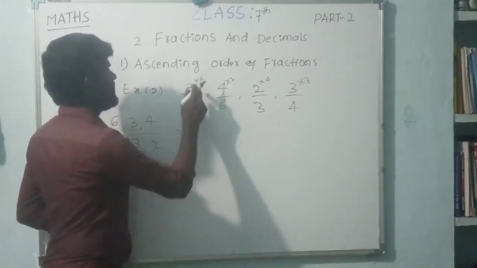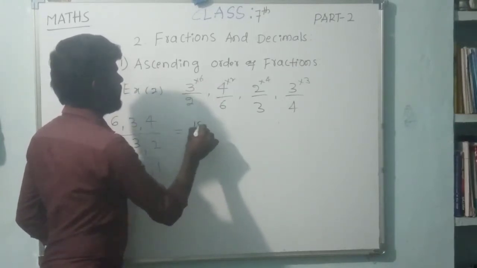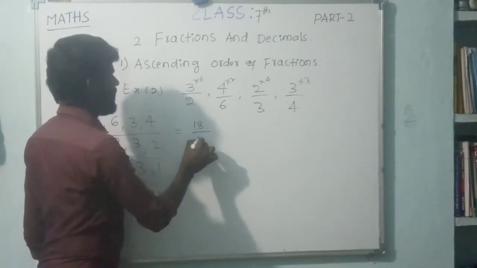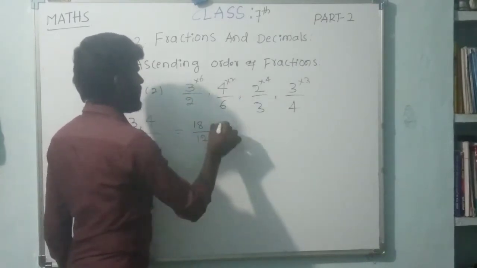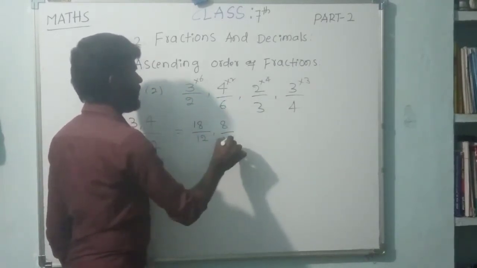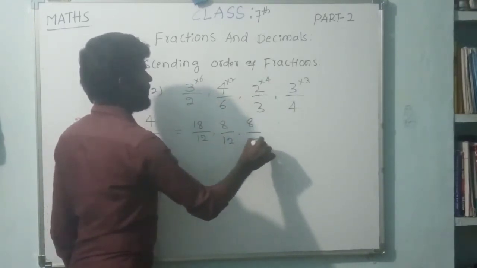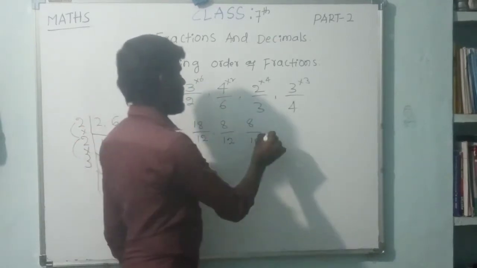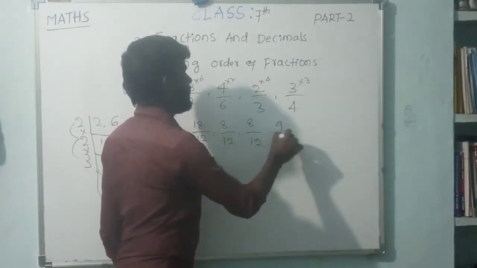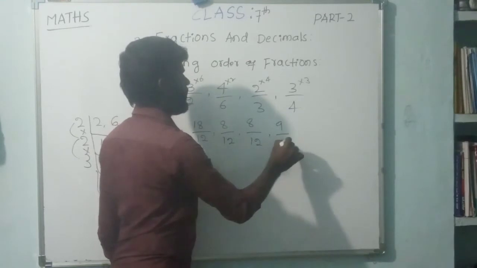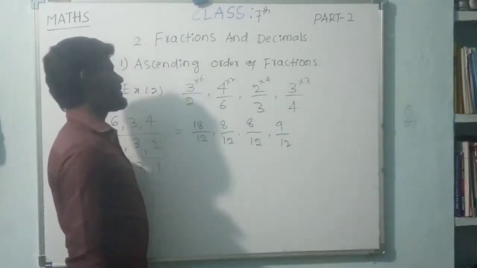That's fine. 3 sixes are 18, so 18 by 12. Then 4 twos are 8, so 8 by 12. Then 2 fours are 8, so 8 by 12. Then 3 threes are 9, and 4 threes are 12, so 9 by 12. Okay, yes, this is right.